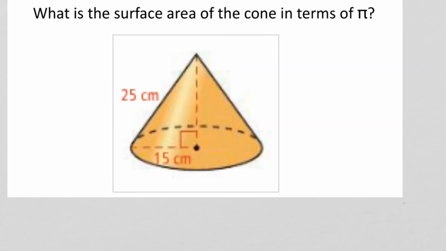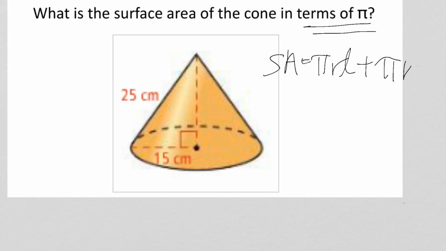All right, here's our last example for the whole lesson. Here we have a cone. They want to know what's the surface area of the cone in terms of pi. So we want to keep our pi in the answer. So our surface area formula says pi RL plus pi R squared. We have the slant height and the R, so we're just plugging in all the information that we have.